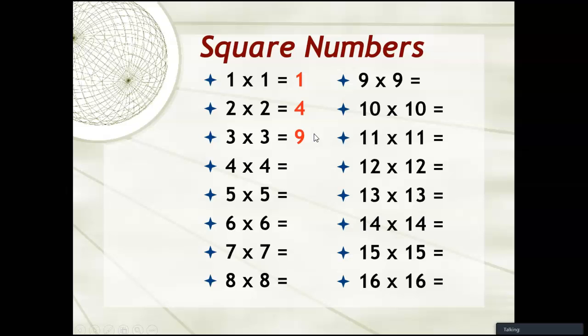Okay, so the perfect squares represent 1 times 1, which is 1, 2 times 2, which is 4, 3 times 3, which is 9. Take a minute and go ahead and finish the remaining perfect squares.